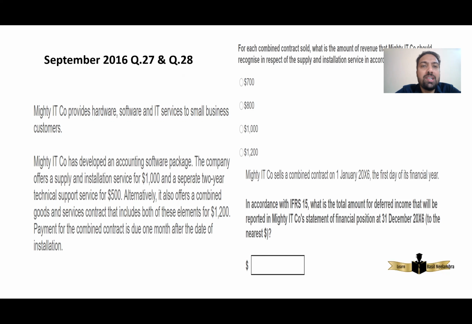In September 2016, this particular question was asked as a part of section B in the financial reporting examination. Question number 27 and question number 28. There were a few more theory questions also related to this particular part. You can refer to the ACCA website and practice the September 2016 question paper to understand what direct theory questions have been asked. I have discussed all those questions in my online classes for financial reporting at Kaplan School of Accountancy and Management.